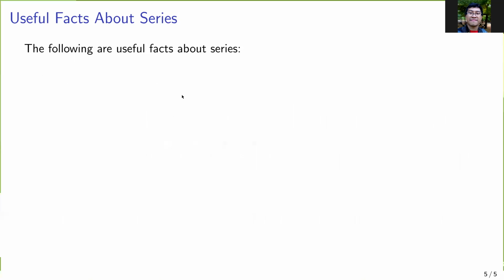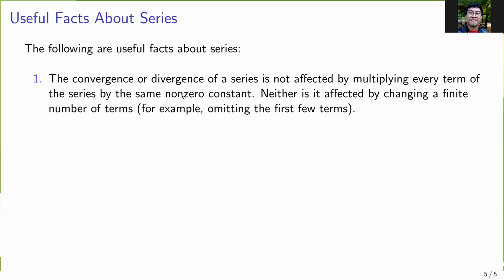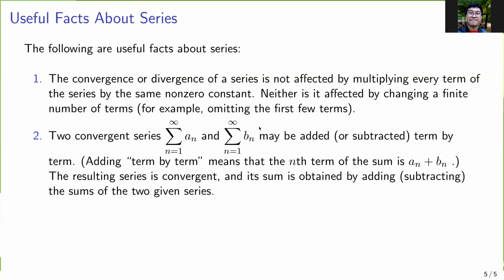Finally, here are useful facts about series. The convergence or divergence is not affected by multiplying every term of the series by the same non-zero constant. Neither is it affected by changing a finite number of terms, for example, omitting the first few terms.